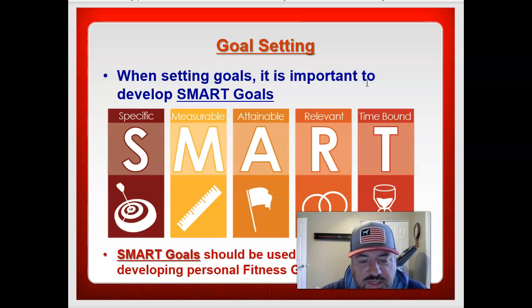Time-bound, the goal should be linked to a time frame for achieving it. All right, so it's important to have a deadline. So specific, I would like to lose weight. Measurable, my weight now is 250 pounds. I'd like to be 245 pounds in 2 months. Attainable, losing 5 pounds in 2 months for an adult male is attainable.